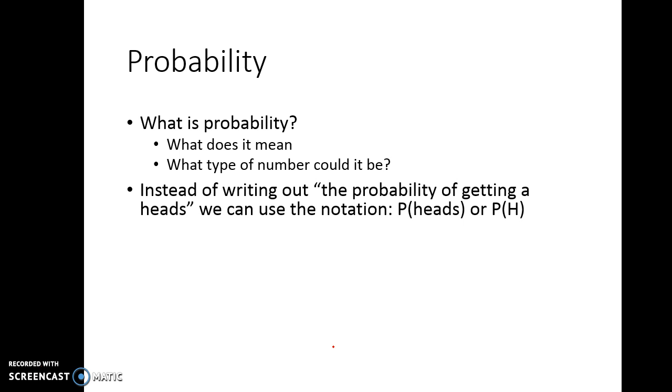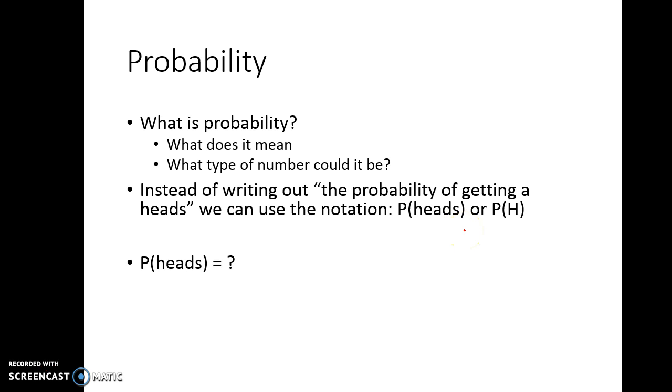Instead of writing out the phrase, the probability of getting a heads, we can use this other notation: P, parentheses, heads. Or if everyone knows that you're referring to flipping a coin and getting heads or tails, you could shorten that even to P and then in parentheses just an H. So this P stands for probability, and whatever's in the parentheses is the thing that you're hoping happens.